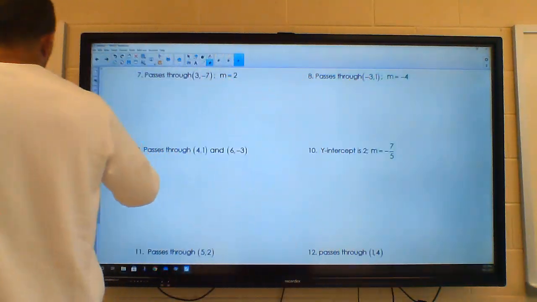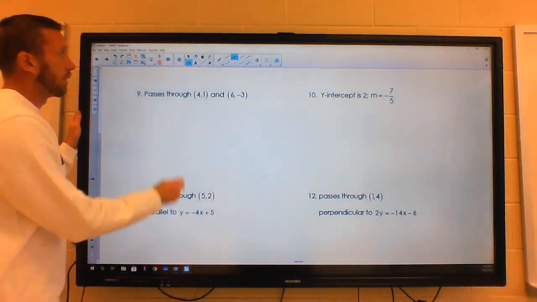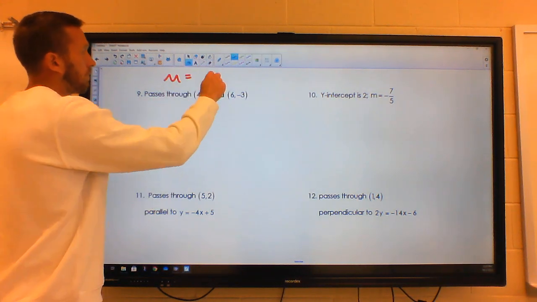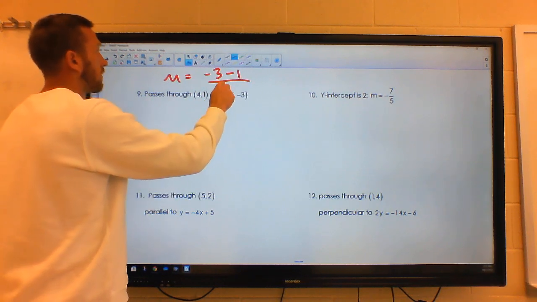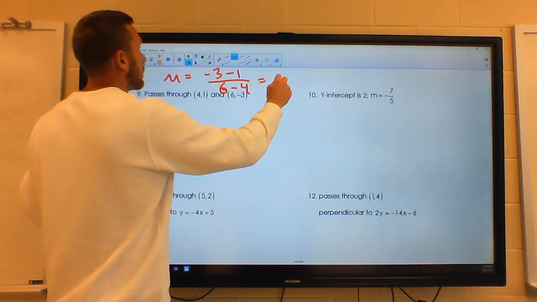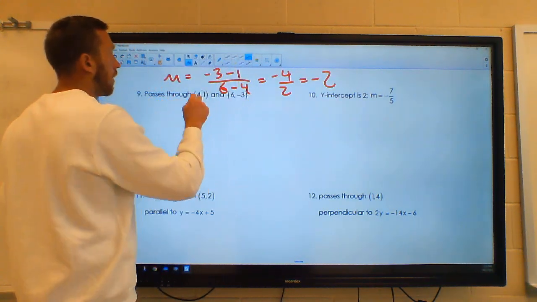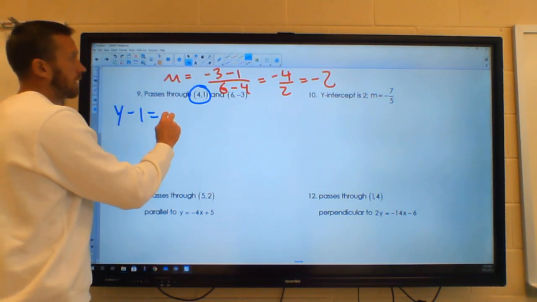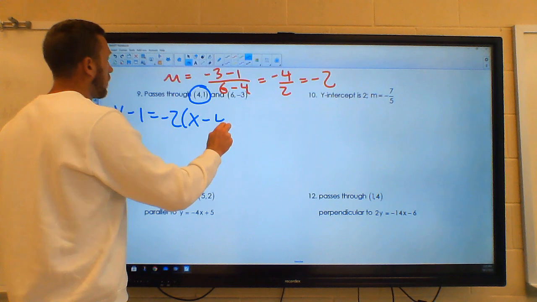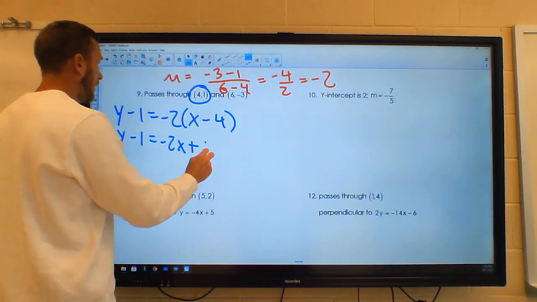Okay. Question 9. Same skill set that we're practicing. The only difference now is we have to find the slope first. So negative 3 minus 1, okay, over 6 minus 4. So that's negative 4 over 2, which becomes negative 2. Now that we know the slope, choose a point. y minus 1 equals negative 2 times x minus 4. Distribute that out. y minus 1 equals negative 2x plus 8.